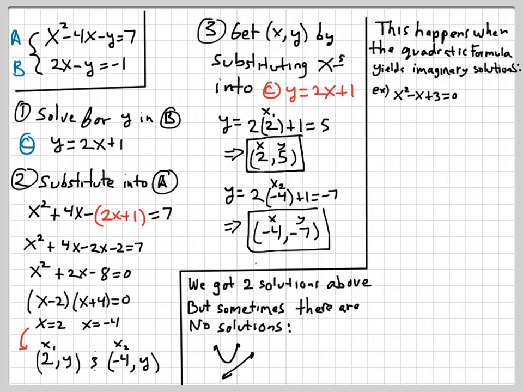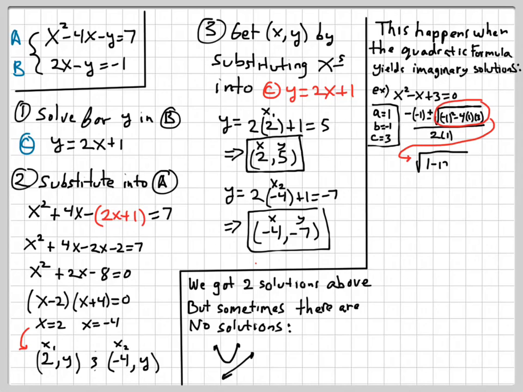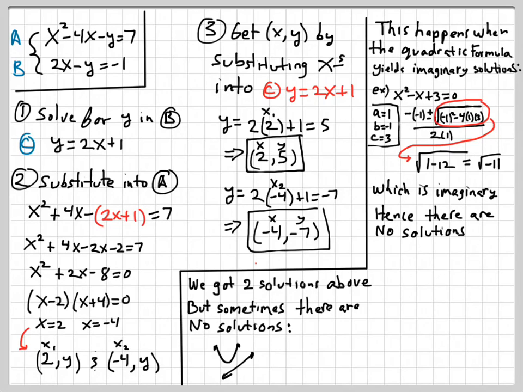So then I recommend using the quadratic formula at this point. So I'm going to get my values for the coefficients a, b, and c and plug them into the quadratic formula. And at that point, I would simplify. And if you look closely at the square root portion of it and solve that, you would see that you would get the square root of negative 11, which is an imaginary solution.